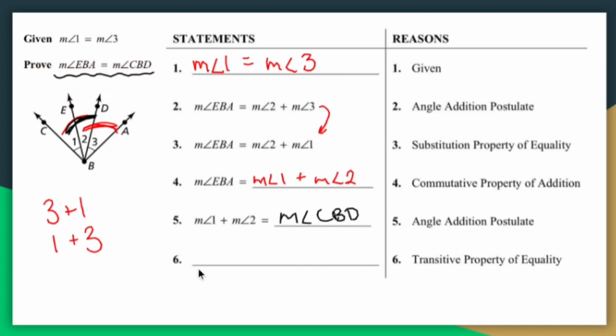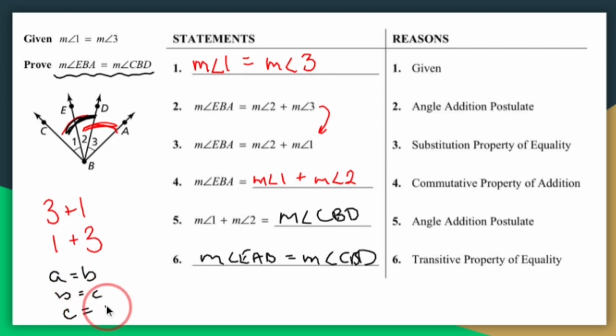So we could say the measure of angle EBA is equal to the measure of angle CBD by the transitive property of equality. The transitive property of equality is kind of like the law of syllogism. The law of syllogism says, if A equals B and B is C, then just skip the B and go right from A to C. Transitive property is the same thing.